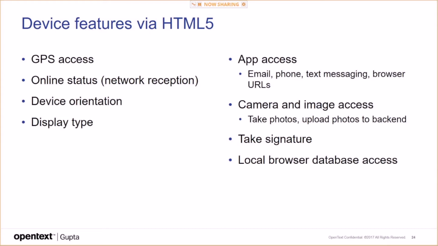So they basically wanted to use GPS access. Network reception is pretty important. So in your application, you can find out if you currently have network reception or not. The device orientation, so you know if it's landscape or portrait mode. The display type, is it a smartphone or a tablet? And you have app access to email, phone, text messaging, browser URLs.